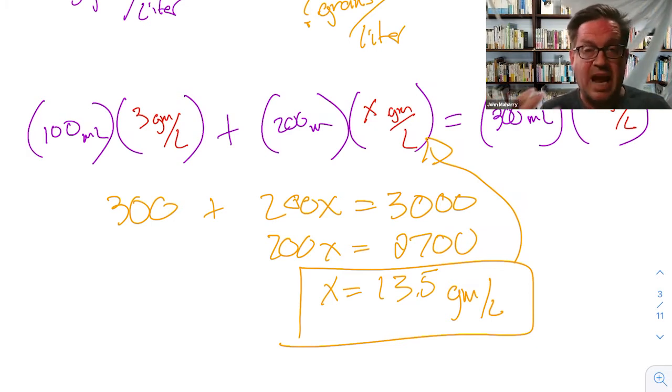the final mixture is going to be an average, not an average, but in between the low value of 3 grams per liter and the high value of 13.5 grams per liter. So we'll mix those two and we'll get something in between somewhere. And in this case, it ends up at 10. So if you do those 6 parentheses, those will set up most of these problems.